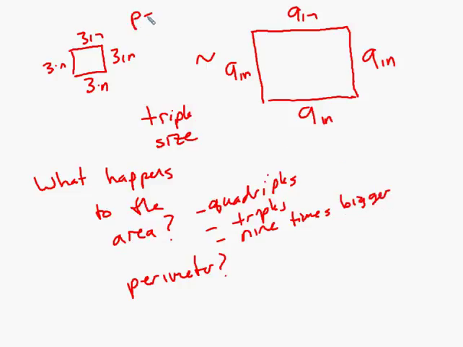What's our perimeter of the first shape? It's still 12. Okay, what's the area of it? 9. Still 9. Okay, what's the perimeter of the second shape? 36. What's the area? 81. So it's 9 times bigger.